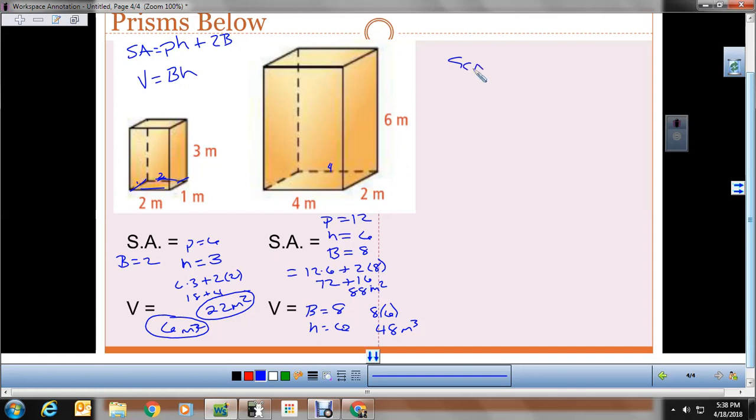Well, the scale factor is going to be the ratio of the sides. So we get 1 here, compare it to 2 over here, so our scale factor is 1/2. Now remember, this is our A over B, so A over B is 1/2. So let's look at the ratio of the areas.